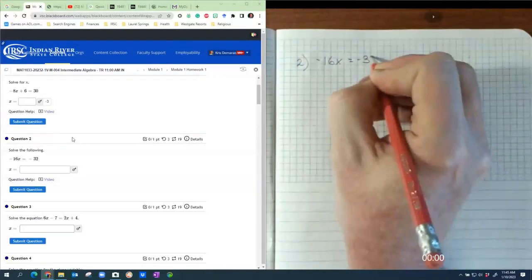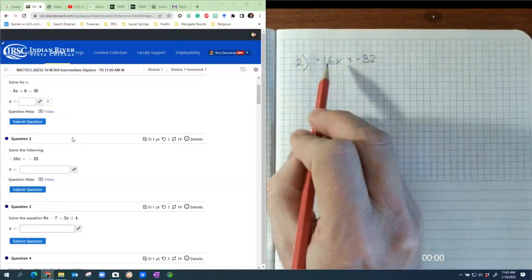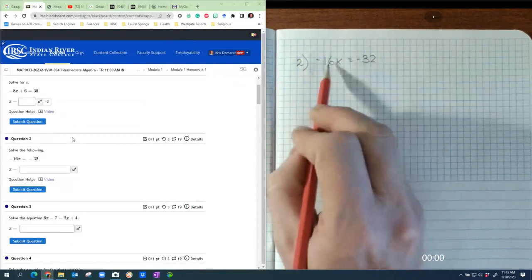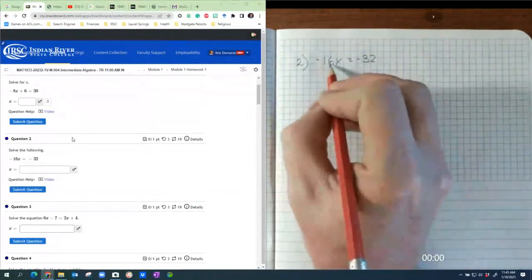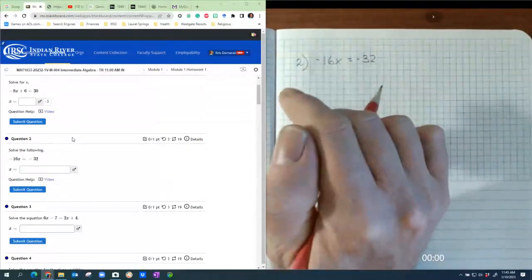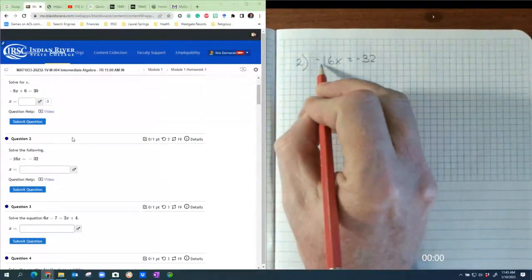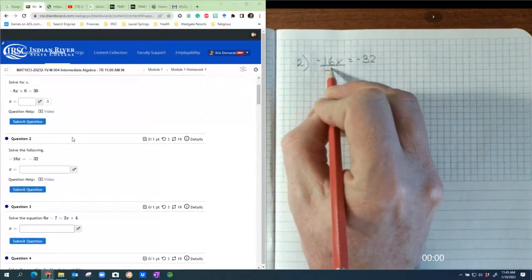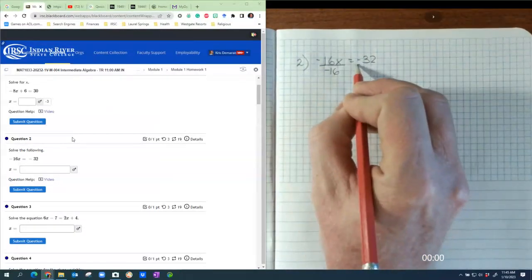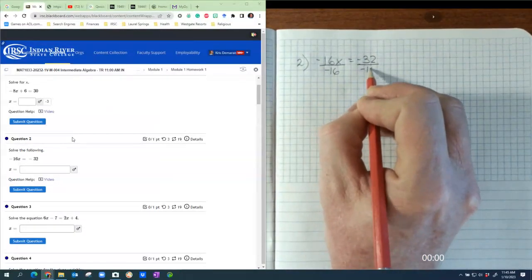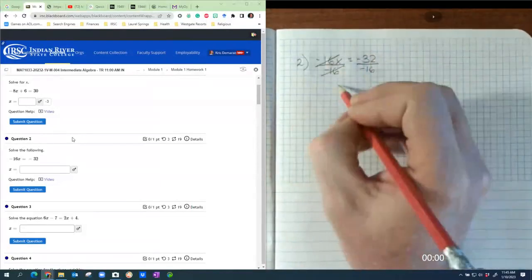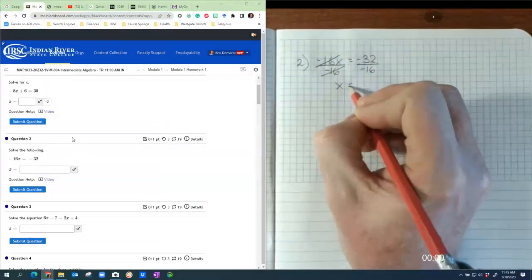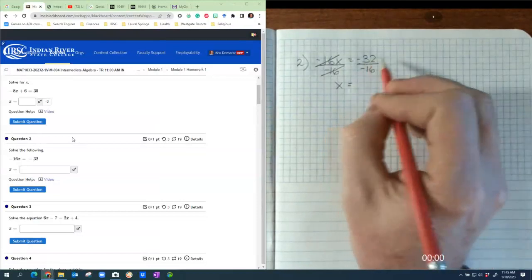equals negative 32. Now, when a number is next to a variable, that's what we call a coefficient of the variable. And a coefficient means multiplication is involved. The opposite of multiplication is division, so we're going to divide both sides by negative 16 to get negative 16 away from the x. So that eliminates them. So then that leaves me with x equals, and then I just carry it out.